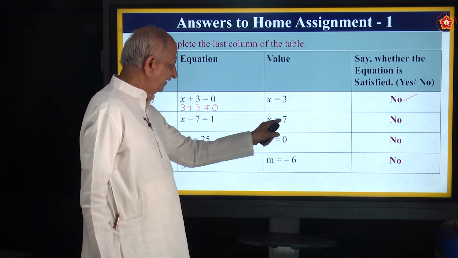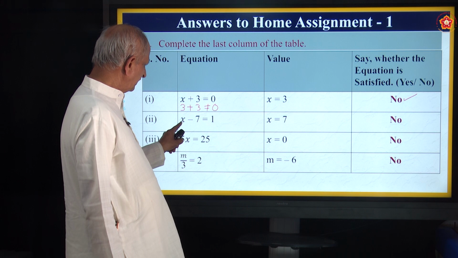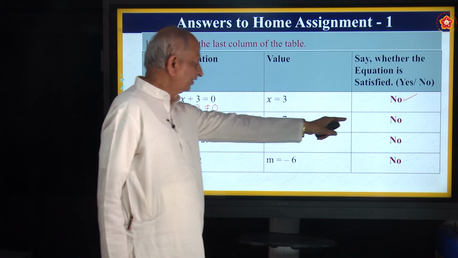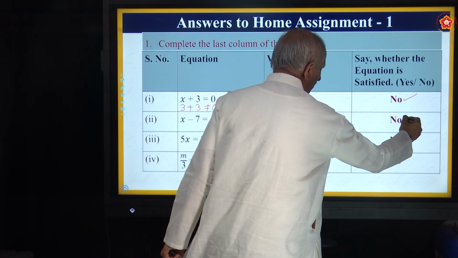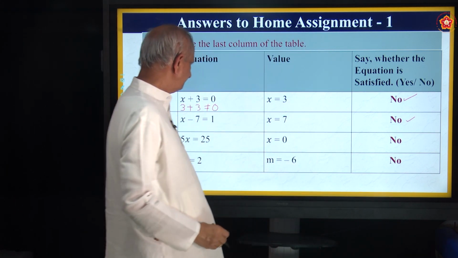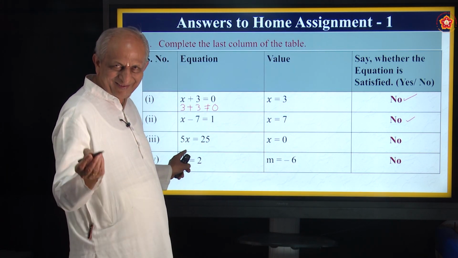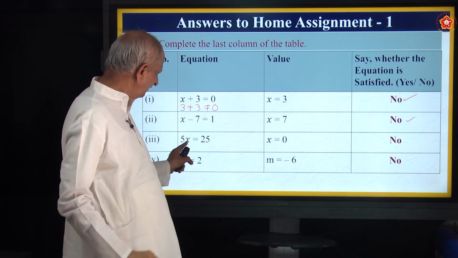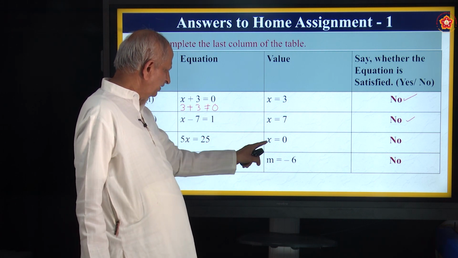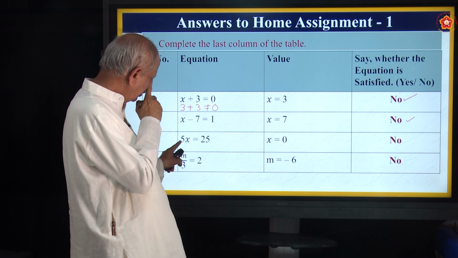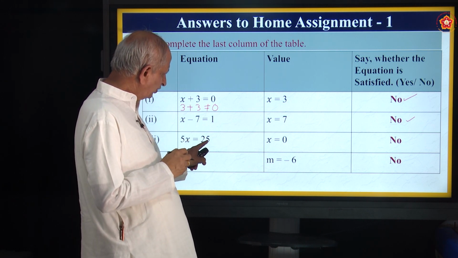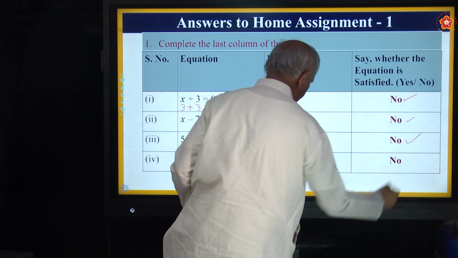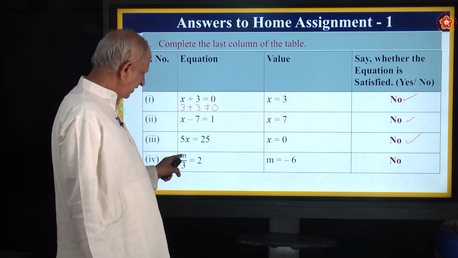Similarly, if x is equal to 7, so put 7 where there is x, 7 minus 7 becomes 0, but they have given it as 1. So, the equation is also not satisfied, we write no. One more, ready? Take down, take your pen, book, get ready. 5x equals 25. For x is equal to 0, what happens? 5 into 0, 0 only, 0 is not equal to 25. So, that is also not satisfied, right? No for that.